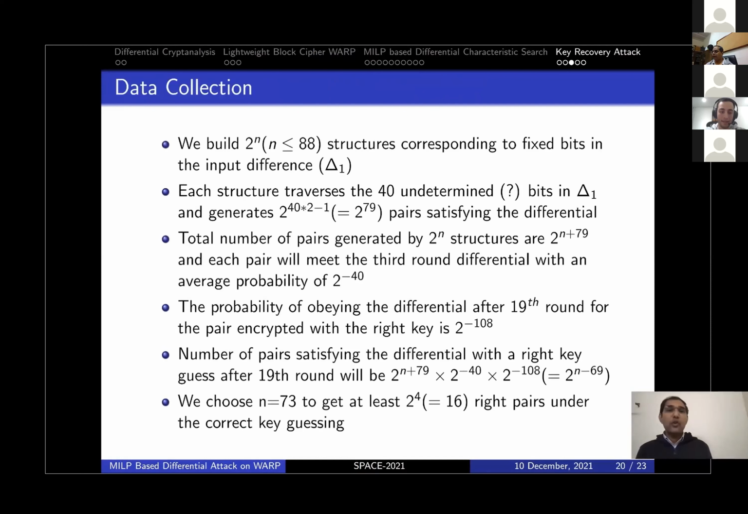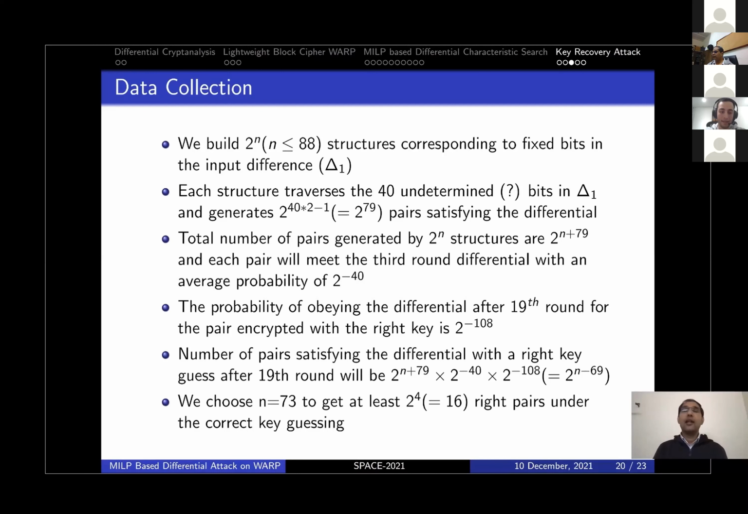We build 2^n structures corresponding to fixed bits in the input difference delta 1. Each structure traverses the 40 undetermined bits in delta 1 and generates 2^79 pairs satisfying the differential. The total number of pairs generated by 2^n structures is 2^(n+79), and each pair will meet the third round differential with an average probability of 2^-40. The probability of obeying the differential after the 19th round for a pair encrypted with the right key is 2^-108.